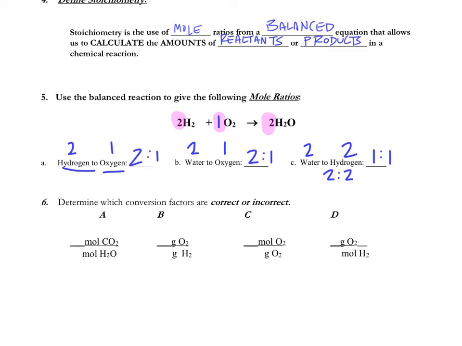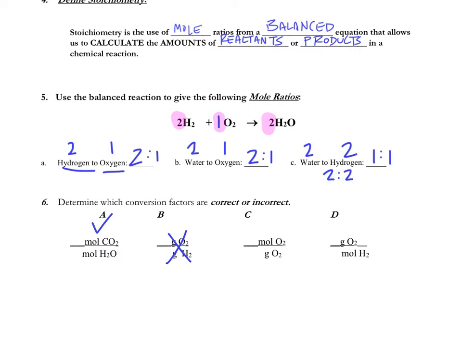All right, some conversion factors. Are they correct or incorrect? A says moles of carbon dioxide to moles of water. I can go from moles of one substance to moles of a different substance if I know the mole ratio, so this is a correct conversion. I cannot, however, go from grams of one substance to grams of a different substance, so this is incorrect. We don't have a grams to grams conversion.